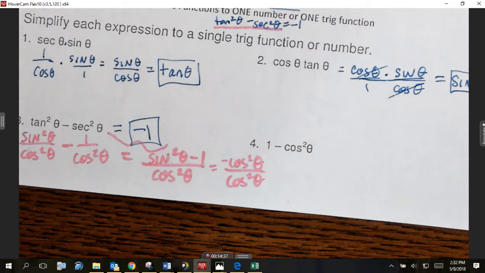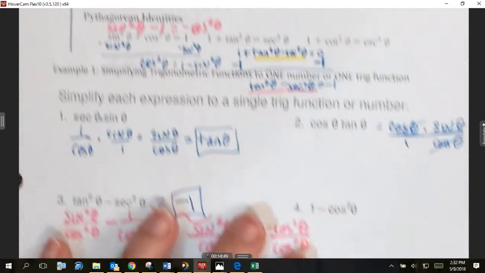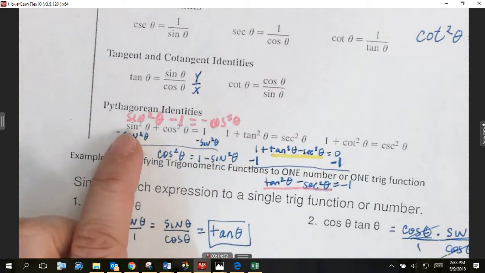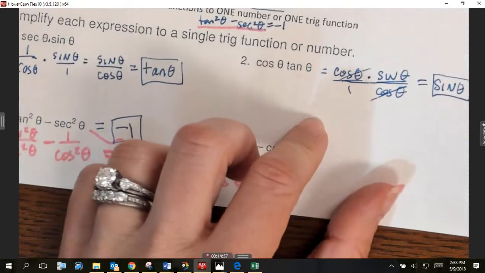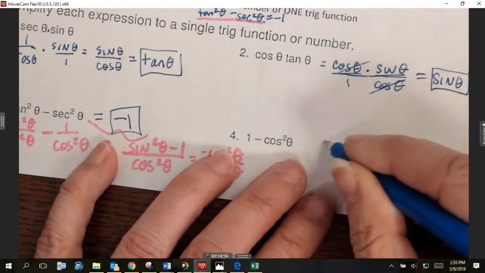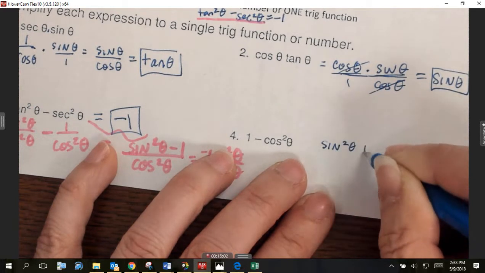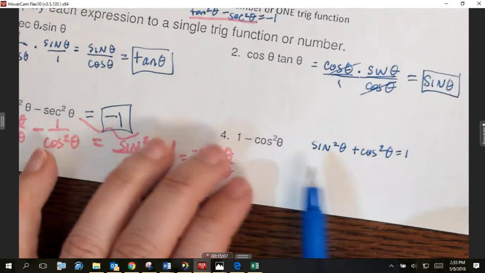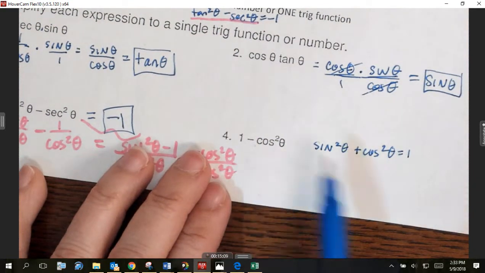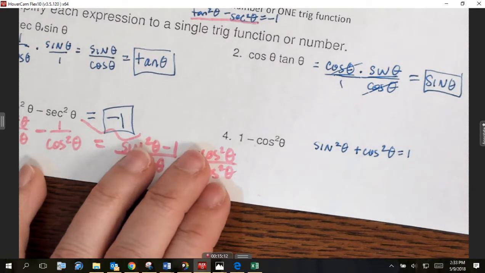Identities have names. Which identities should we look at for 1 minus cosine squared theta? The Pythagorean theorem ones. The very first Pythagorean identity says sine squared theta plus cosine squared theta equals 1. If I use that one, I'm just going to rewrite it over here so I don't have to keep going up and down. If I use this one, how can I make it say 1 minus cosine squared theta? How can I make this equation have 1 minus cosine squared theta on one side of it?